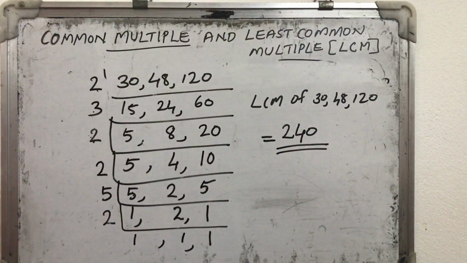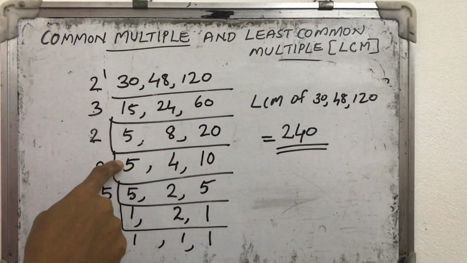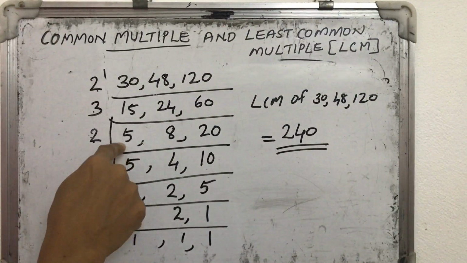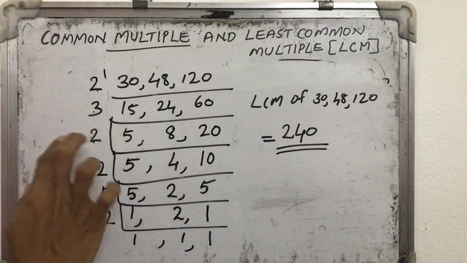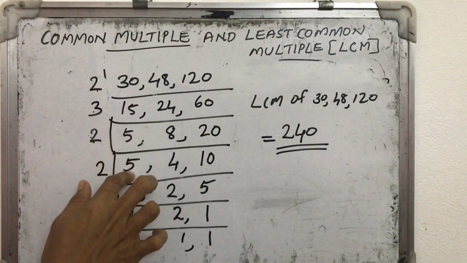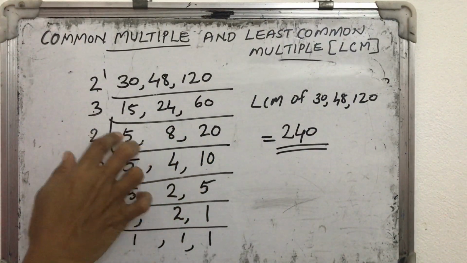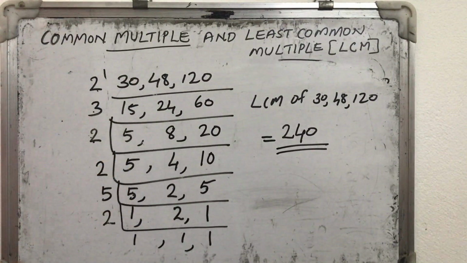The numbers which are not divisible by that number, we will write down that number. 5 divided by 2, we can't divide that number, so we just write it down. It is not divisible by 2. 5 is not divisible by 2, so we just bring down that number to here.